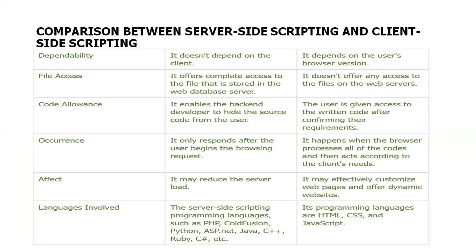The user is given access to the written code after confirming the requirement. Occurrence: it only happens after the browsing request begins. On the client side, it happens when the browser processes all the code and then acts according to the client's needs. Effect: it may reduce the server load, customize the web pages, and offer dynamic websites.